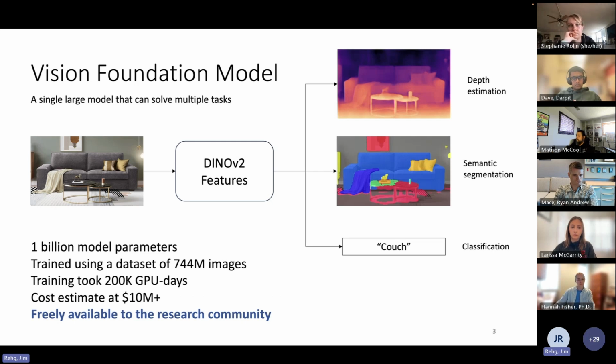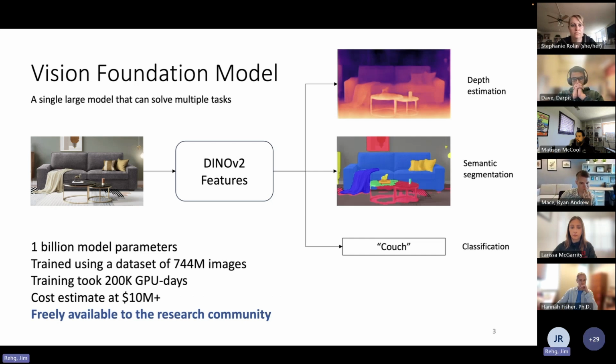Now, this model can be used to solve multiple tasks. On the right, you see 2 examples. At the top image, there's what's called depth estimation, which is estimating how far away the pixels in the scene are from the camera. So the table is close to the camera, so it's bright, and the wall behind the couch is far from the camera, so it's dark. And this is done by analyzing this single image, which is quite a remarkable accomplishment.